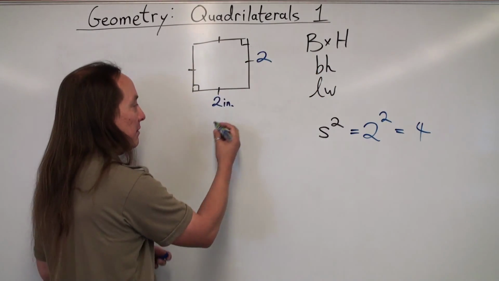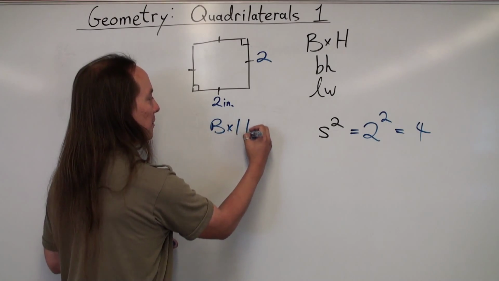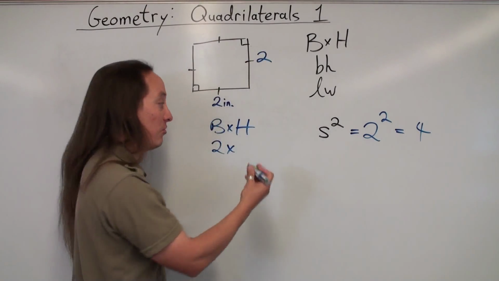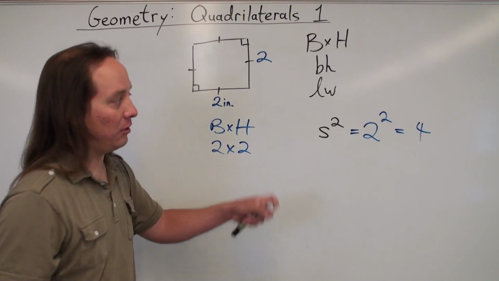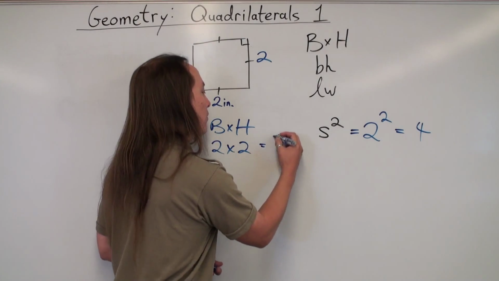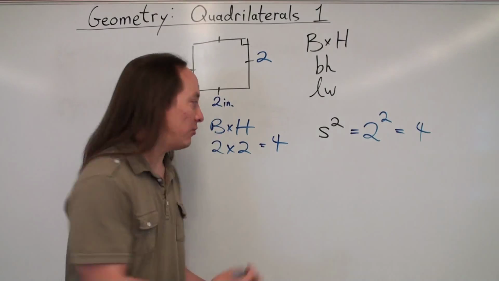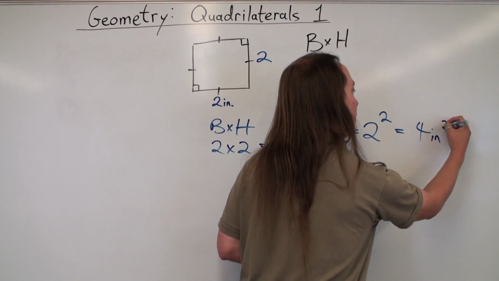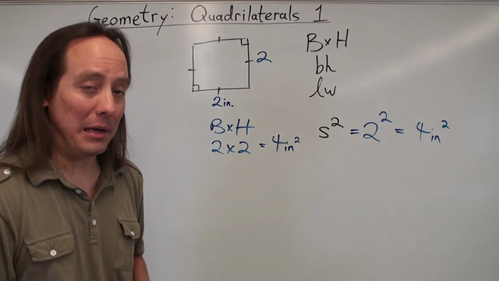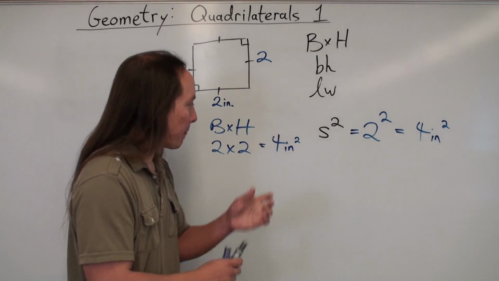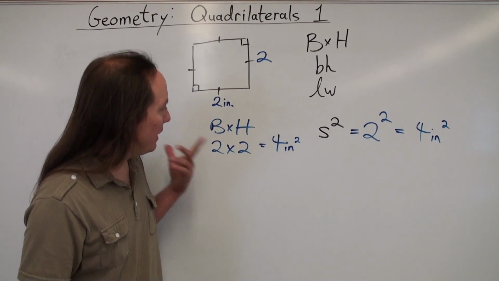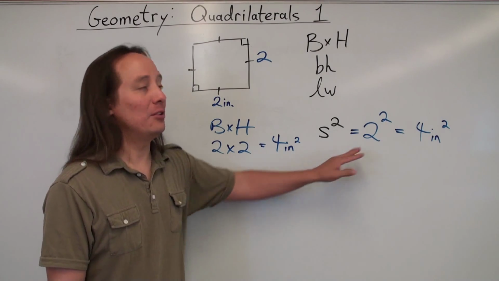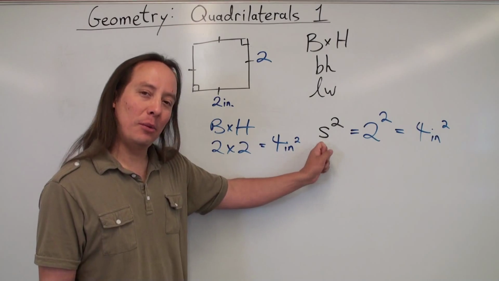If I was to use the base times height thing, well, 2 is the base, and the height also measures 2, so 2 times 2, that also equals 4. You get the same answer. Well, I should put inches squared on both of these, because we are talking about area. We did multiply 2 dimensions. Okay, so it's the same thing, 2 times 2 or 2 squared. I don't like this formula.